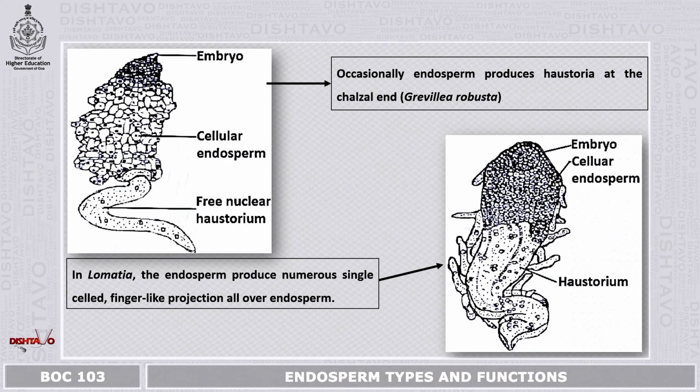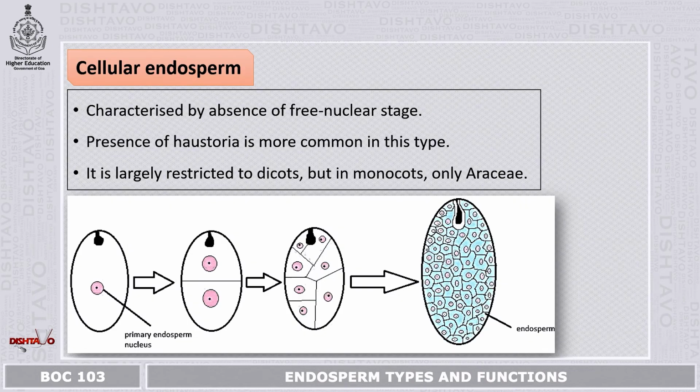Now these are the images. Sometimes in nuclear endosperm we see haustorium. Now what is haustorium? Here we can see free nuclear haustorium in the Lomatia plant. Haustorium means they are outgrowths of the endosperm. They are hair-like structures which are formed attached to the endosperm. And the second one is Grevillea robusta.